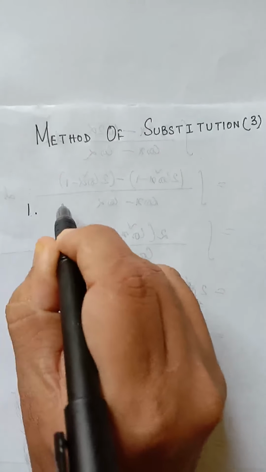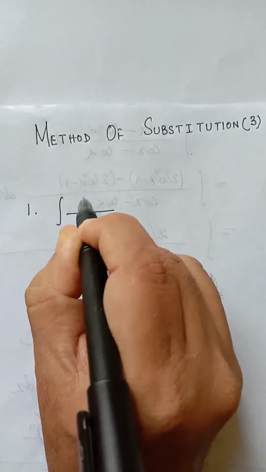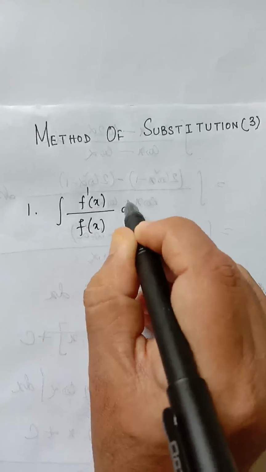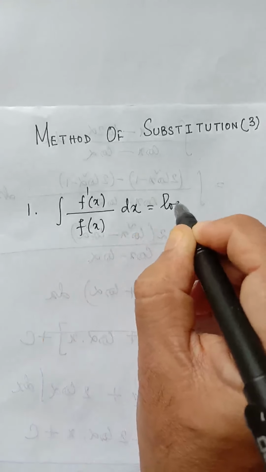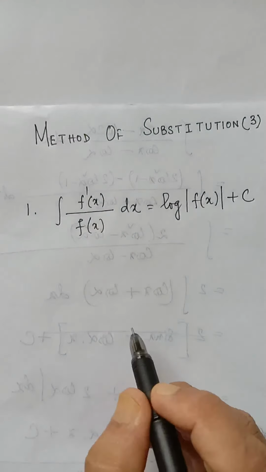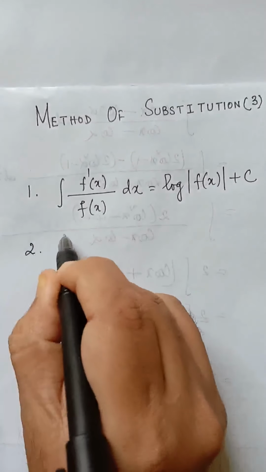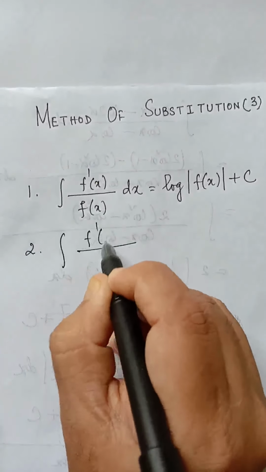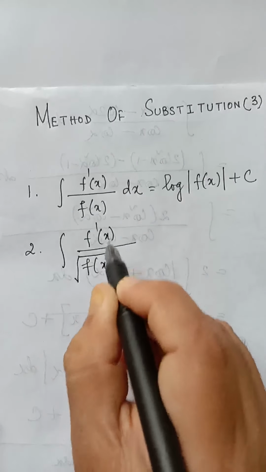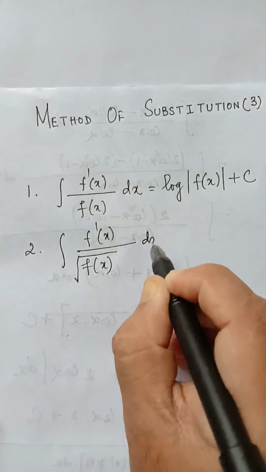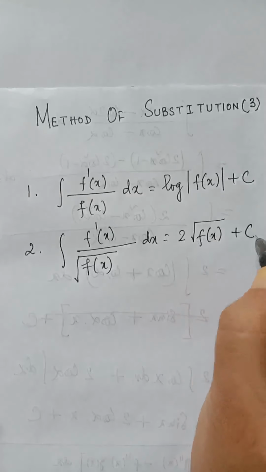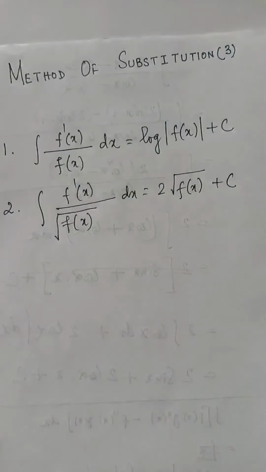Today, first of all, I will write two important theorems. Number one, integration of f dash x by fx dx is equal to log of fx plus c. And number two, integration of f dash x by root fx is equal to 2 into root over fx plus c. These two are very important and useful theorems.